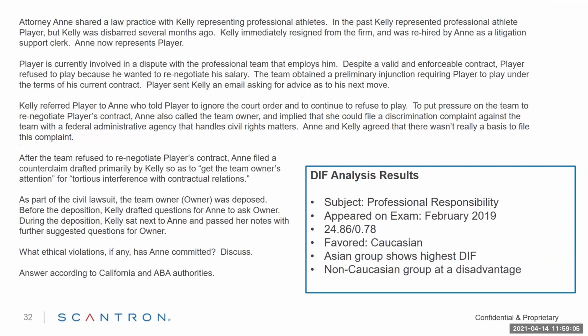This one is about attorney Ann. Again, on professional responsibility, this appeared more recently. That was on the February 2019 exam. This particular item was not found to be affecting gender group or class school types, but in the ethnicity category, it favored the Caucasian group, and the Asian group was found to be showing the highest diff, and the non-Caucasian group was also at a disadvantage. Okay, and go ahead and read the item.